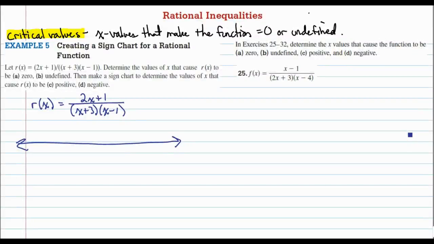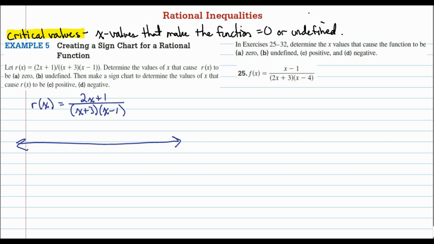This is the screencast for section 2.8, example 5. We're going to create a sign chart for rational functions. The difference between rational functions and polynomial functions is a big old denominator. A rational function is a polynomial divided by a polynomial.